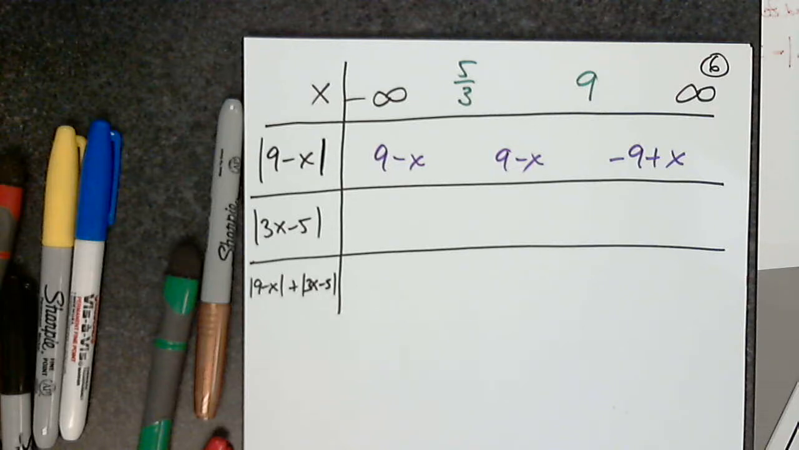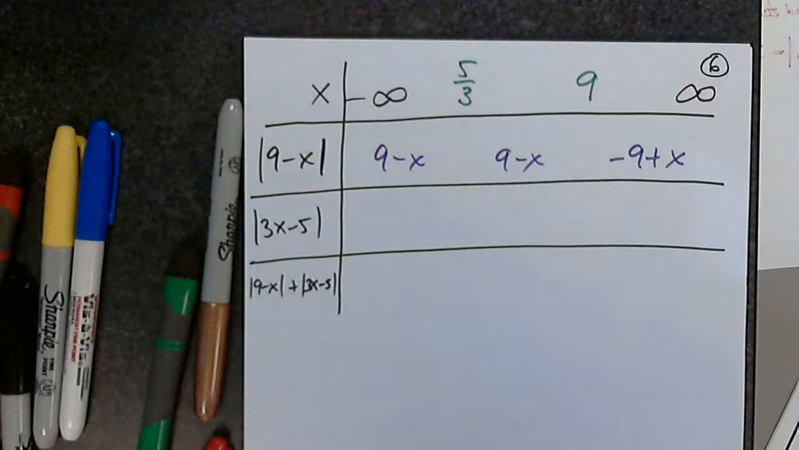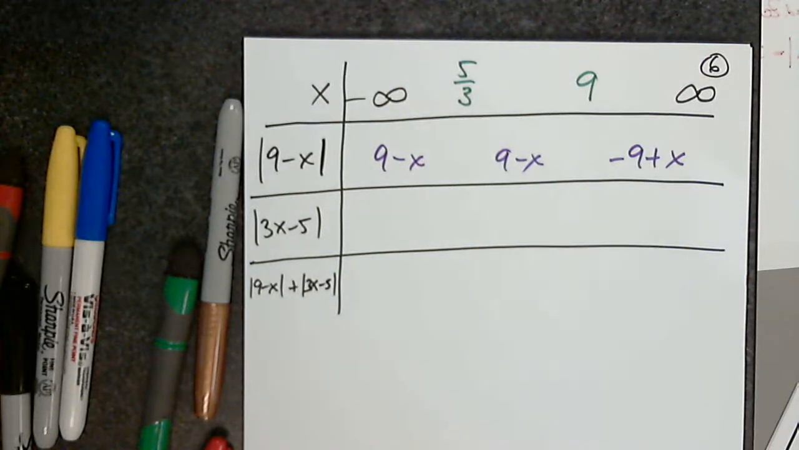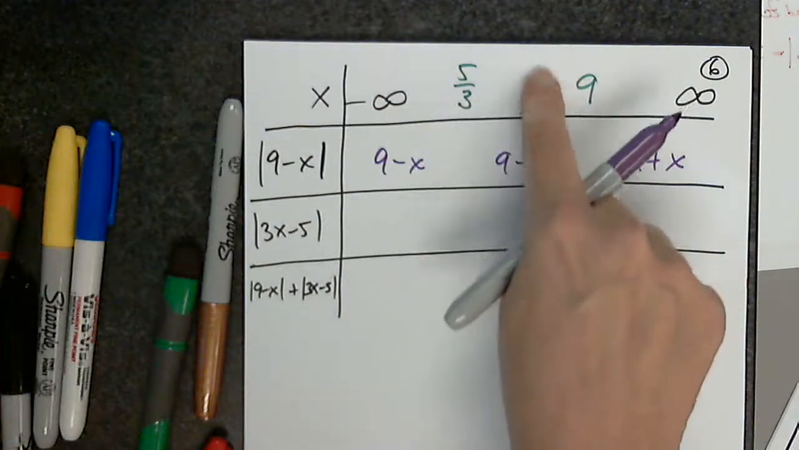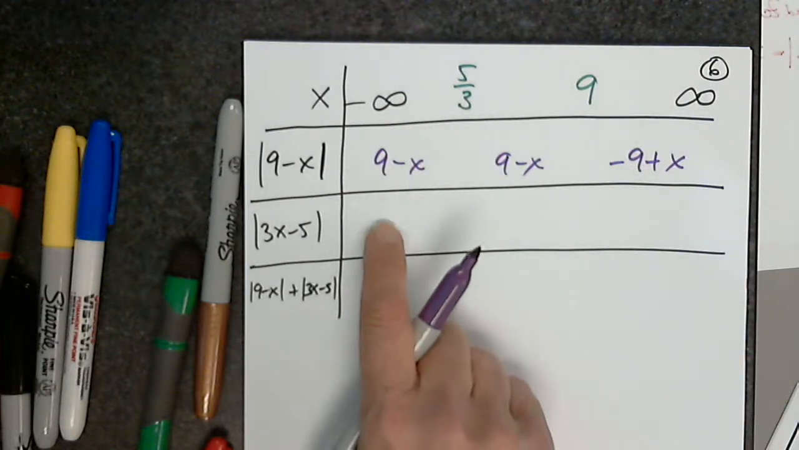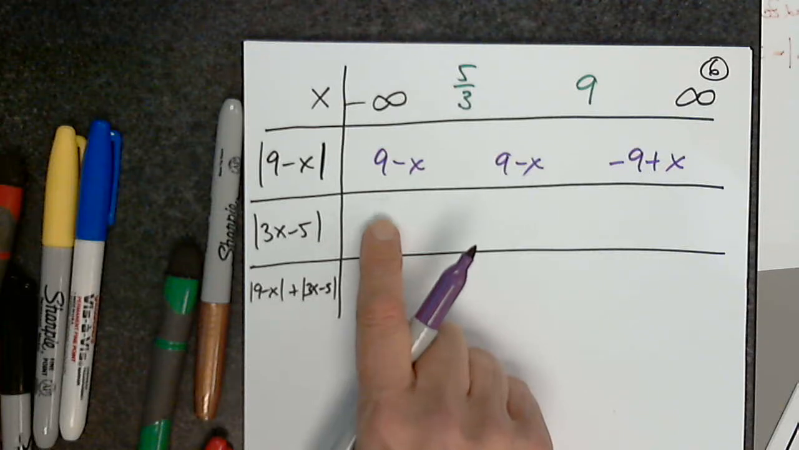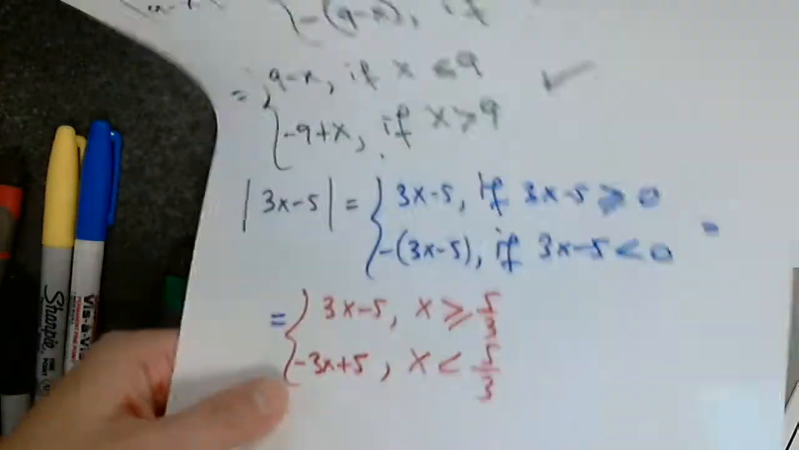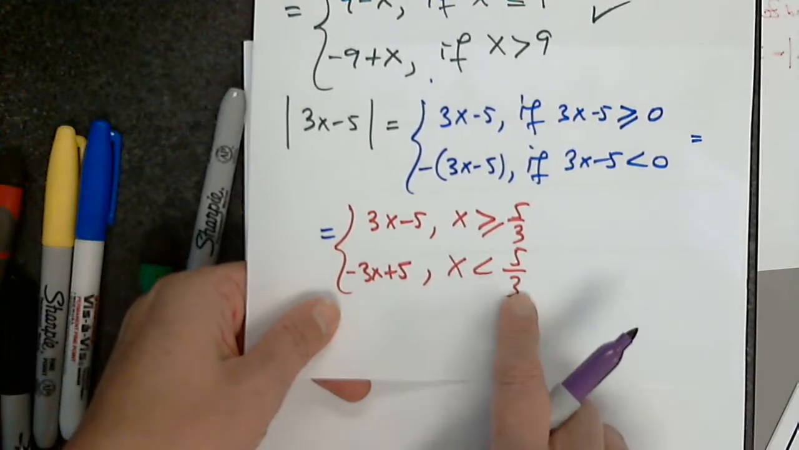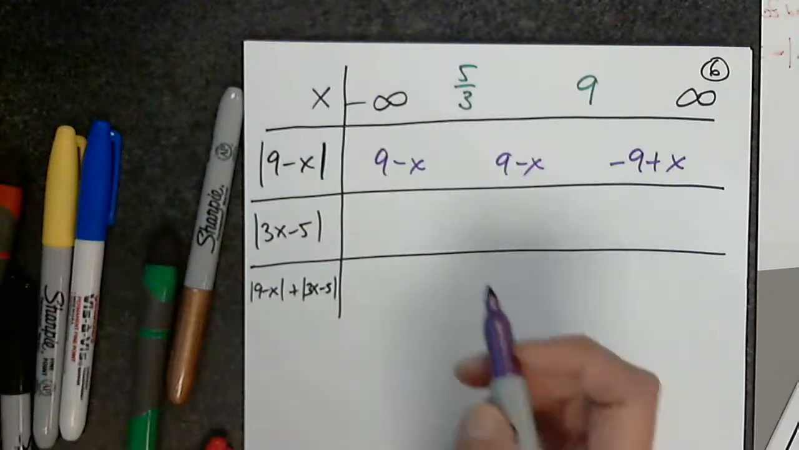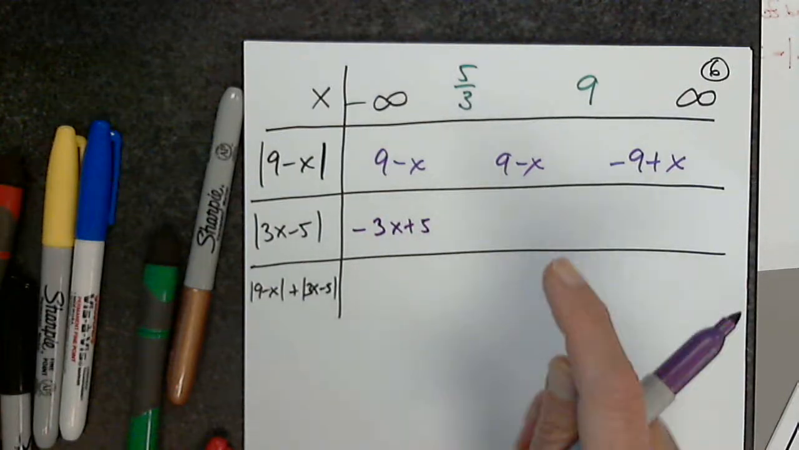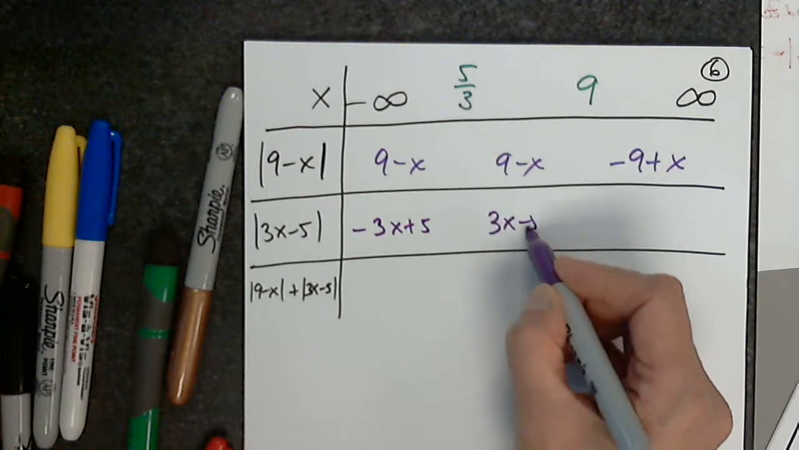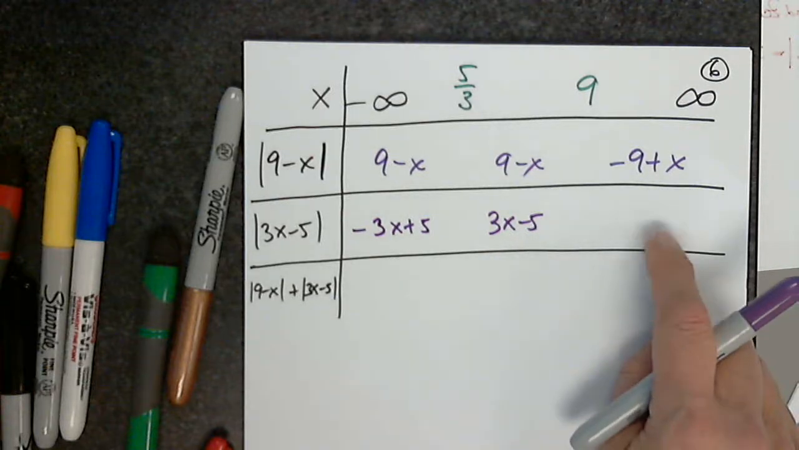Who volunteers for 3x minus 5 to tell me what to write and where? What do I write in the first? As you see, there are 3 subintervals. 3x minus 5. What do I write in the first subinterval? Negative 3x plus 5. Do you all agree? It's negative 3x plus 5 for x less than 5/3. Yeah. So negative 3x plus 5. What do I write in the second subinterval? 3x minus 5. Do you all agree with 3x minus 5? And what do I write in the third subinterval?